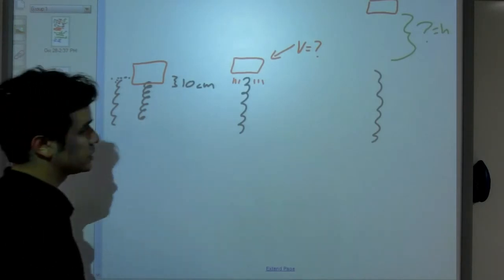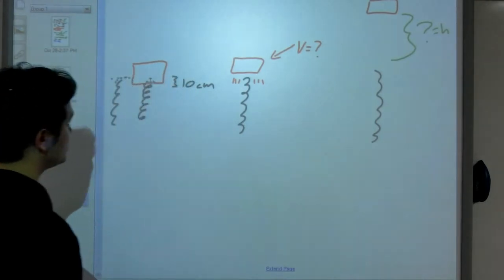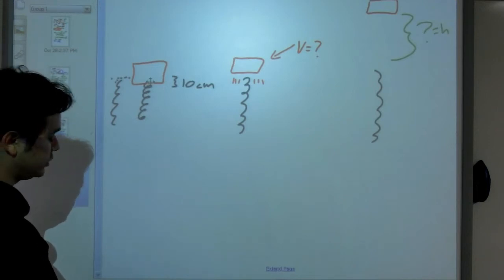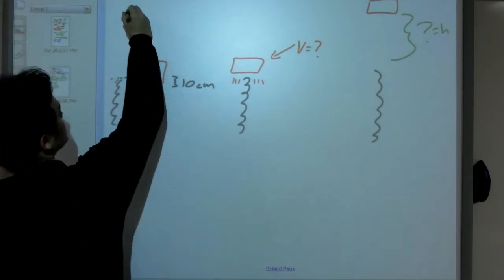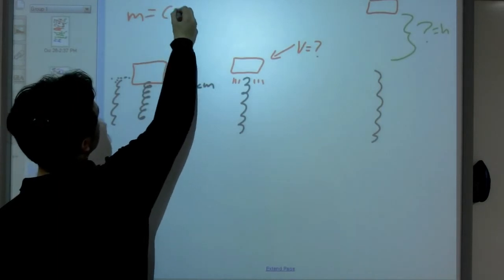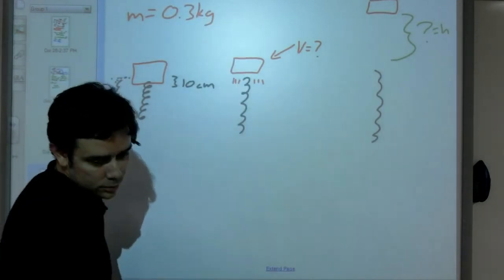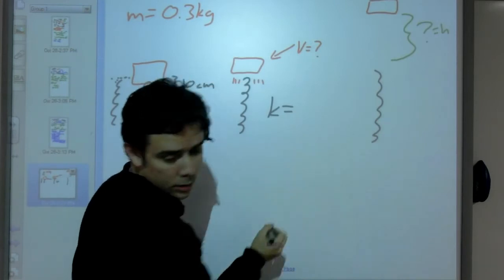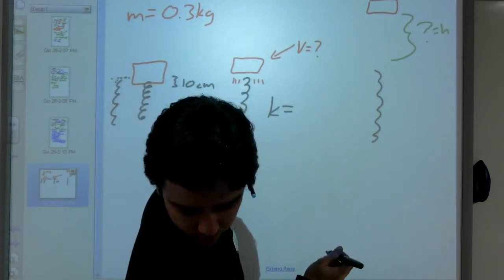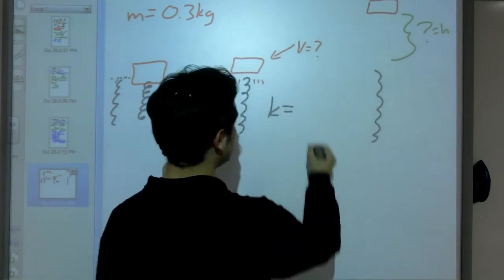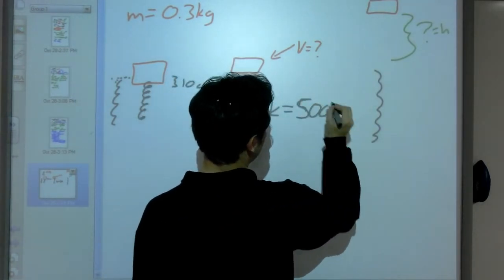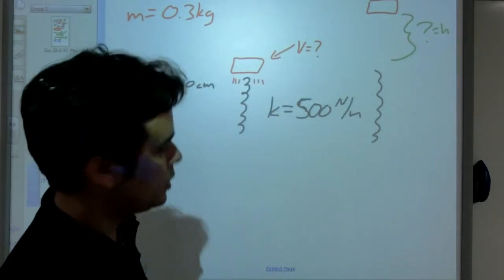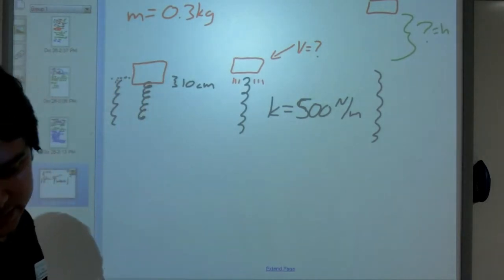Okay. So, we've got a situation in which we're going to look for multiple things. Of the things that I will tell you, the mass of our object equals 0.3 kilograms. The spring constant of our spring equals 500 Newton per meter. And I already told you that my compression is 10 centimeters.